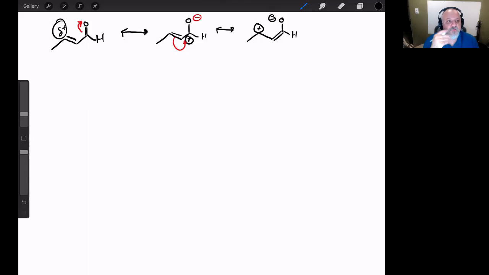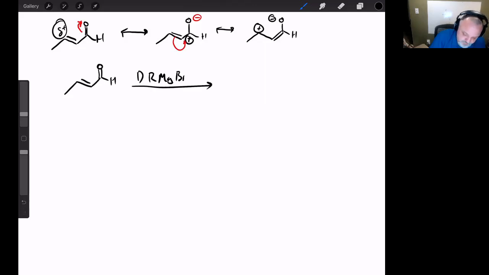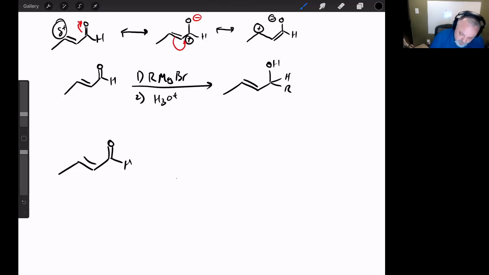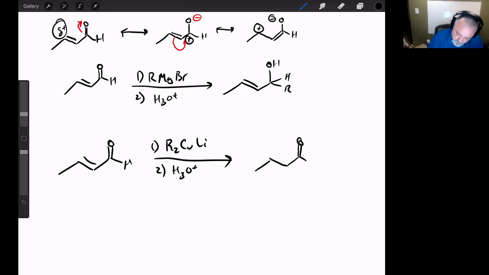Now, there's also clearly a partial positive charge at the carbonyl carbon. And so you can get alkylations at both locations. In fact, it really does depend on the reactant that's involved. If you do Grignard, then Grignard does prefer to react at the carbonyl carbon, and that double bond stays intact. But if you use Gilman reagent, R2CuLi and acid workup, you get alkylation at the beta position.